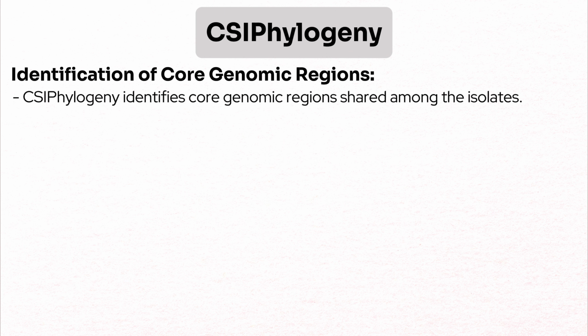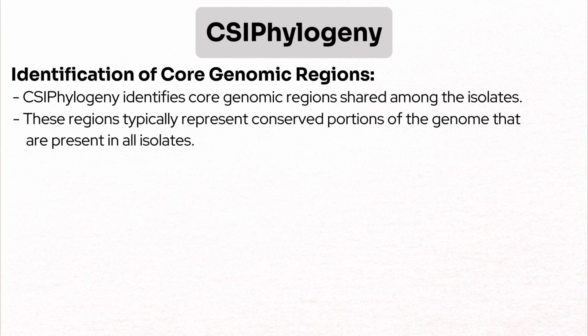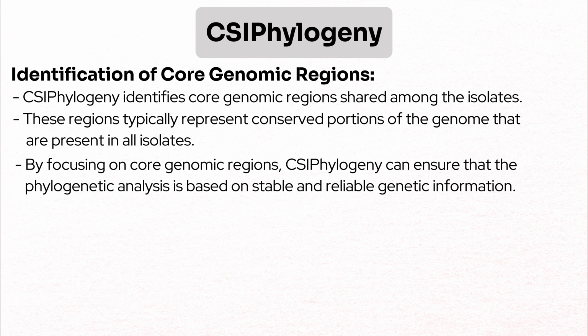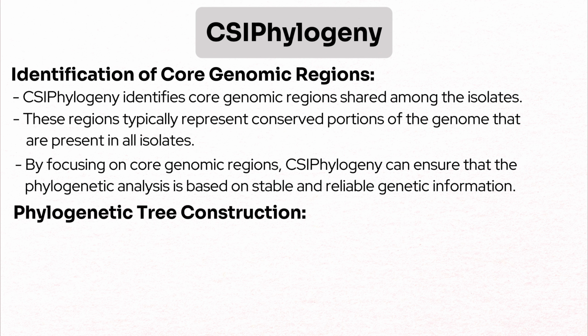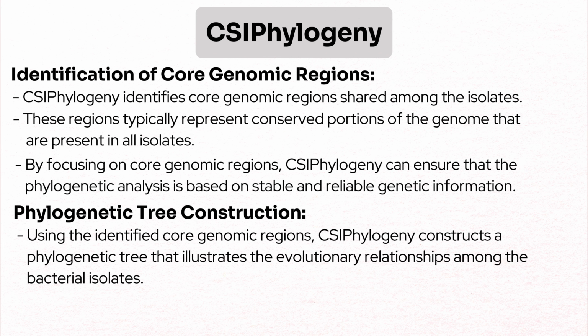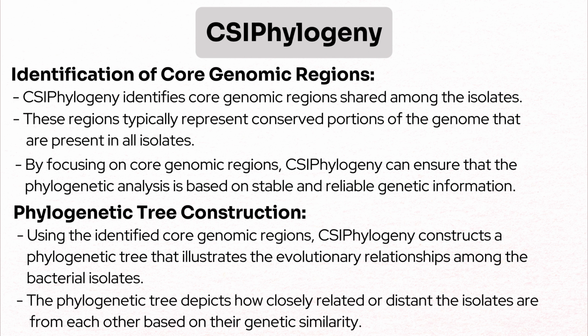Identification of core genomic regions. CSI Phylogeny identifies core genomic regions shared among the isolates. These regions typically represent conserved portions of the genome that are present in all isolates. By focusing on core genomic regions, CSI Phylogeny can ensure that the phylogenetic analysis is based on stable and reliable genetic information. Phylogenetic tree construction. Using the identified core genomic regions, CSI Phylogeny constructs a phylogenetic tree that illustrates the evolutionary relationships among the bacterial isolates. The phylogenetic tree depicts how closely related or distant the isolates are from each other based on their genetic similarity.